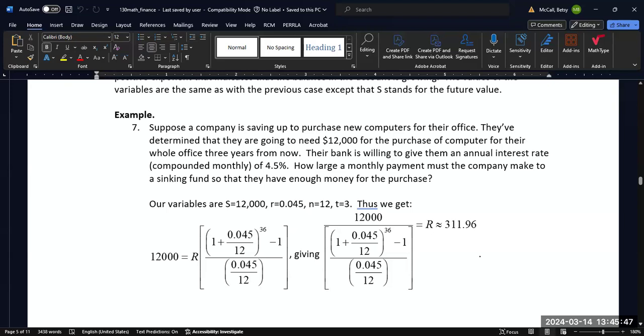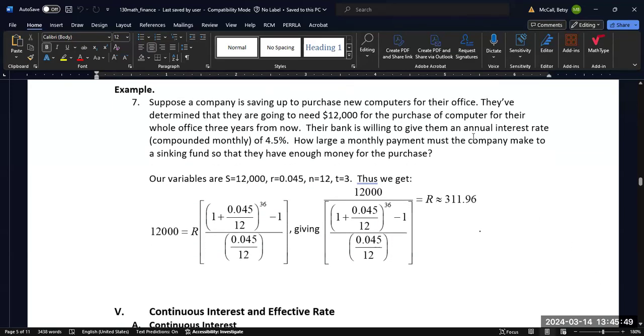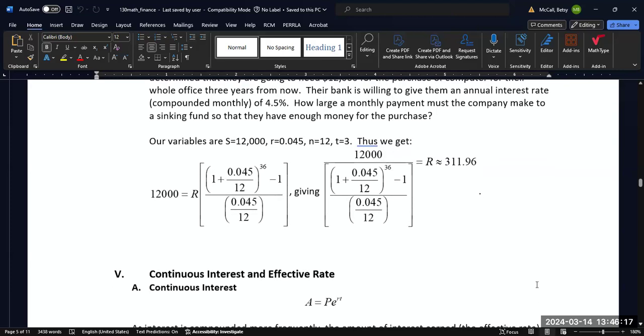So this is a similar example. They've determined that they are going to need $12,000 for the purchase of computers for their whole office 3 years from now. Their bank is willing to give them an annual interest rate of 4.5%. How large a monthly payment must the company make to the sinking fund so they have enough money for the purchase? So generally for these problems, we assume that the payment rate and the compounding period rate are the same, just to make lives easier.